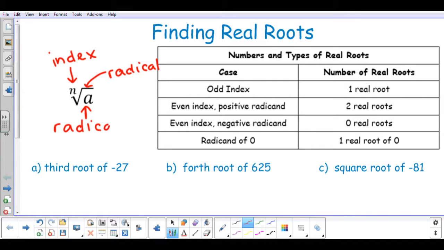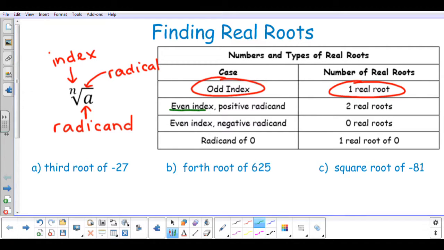So in our table, we have a couple different types of cases. And we are only talking about real roots, so we can no longer have any type of imaginary numbers. When I have an odd index, so 3, 5, 7, and so on, you are only going to have one real root. That's because I can take a root of a negative number as long as the index is odd.